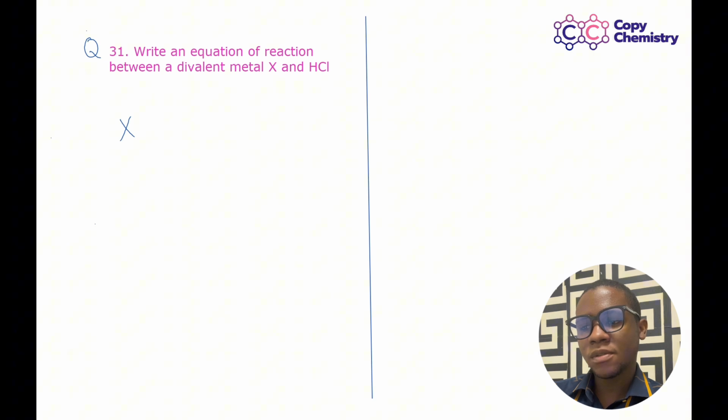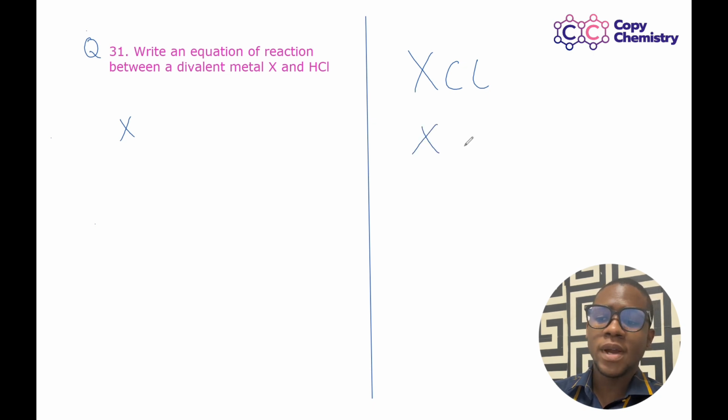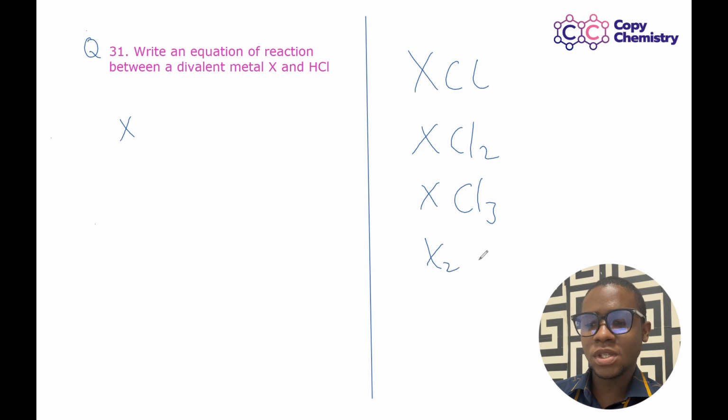Alright, so first off, the metal X would react with HCl to form a chloride. That's the metal chloride. Do you think the metal chloride should be XCl, or XCl2, or XCl3, or X2Cl3? What could it be, right?